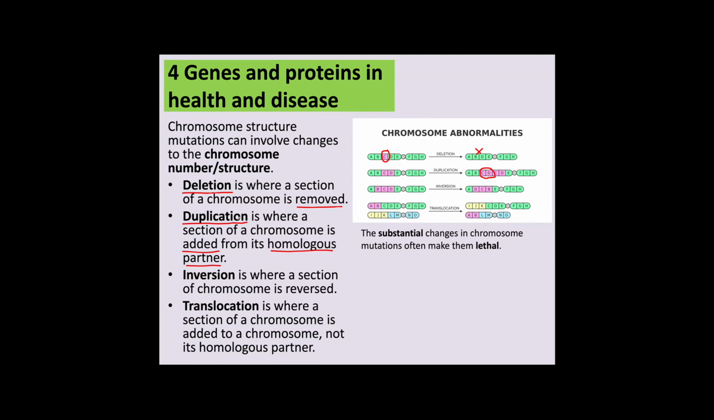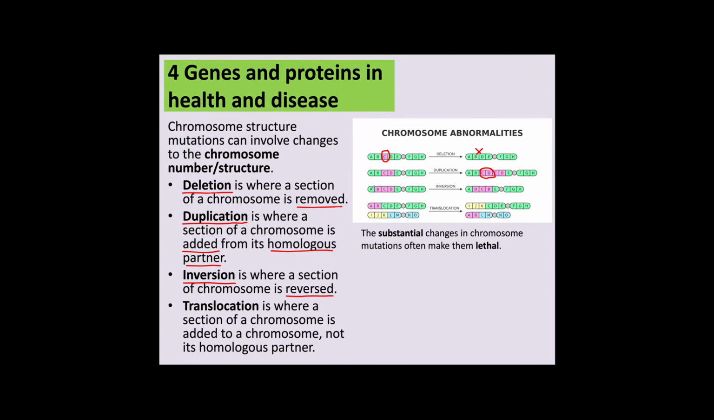So it's added from its homologous partner. That's duplication, and you can see visually there how that works, CD, but then CD again. And they've got that extra C and D from the homologous partner. The next one is inversion. And if you imagine, if you invert something, if you invert your hand or you invert a chair, you're turning it upside down, you're reversing it. So this is where a section of a chromosome is reversed.